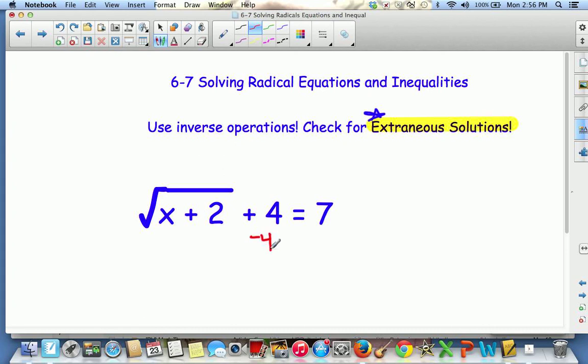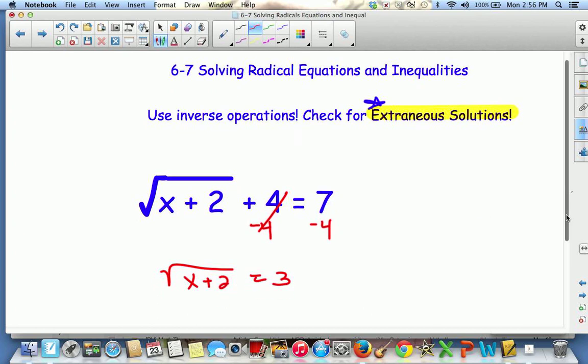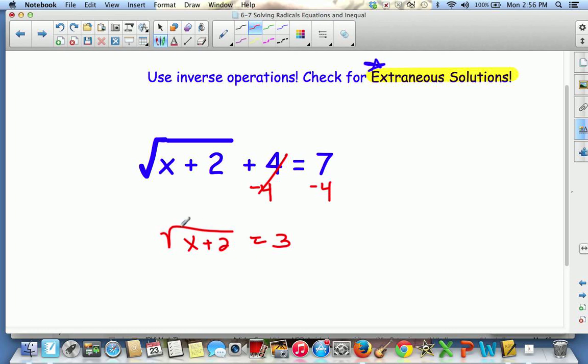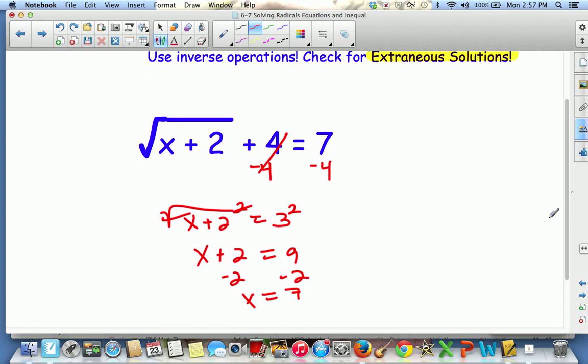So we're going to subtract 4 from both sides. We have the square root of x plus 2 equals 3. And now we need to get rid of the square root sign, so we're going to square both sides. And that cancels this out, so we have x plus 2 equals 9. We subtract 2 from both sides, and x equals 7 for that one.